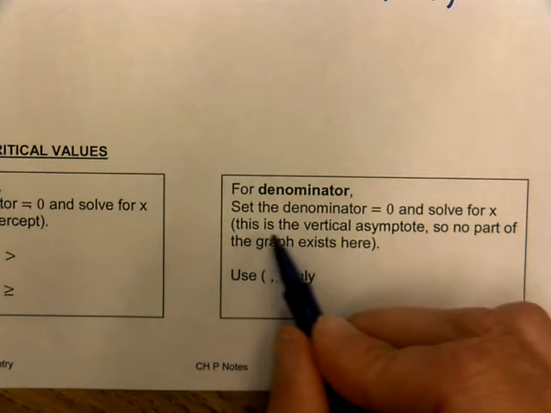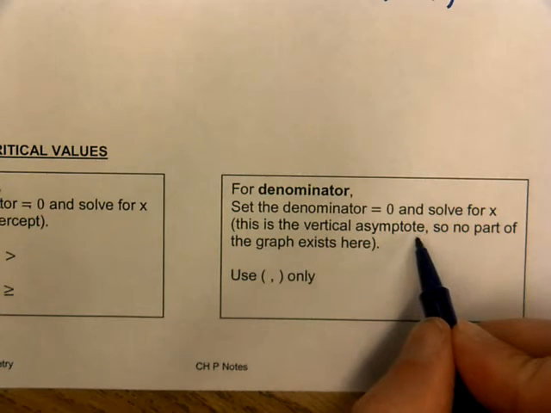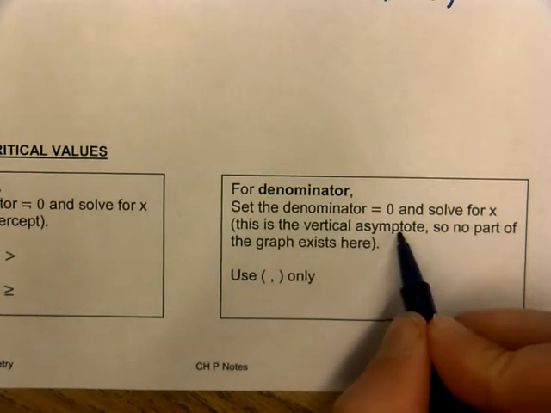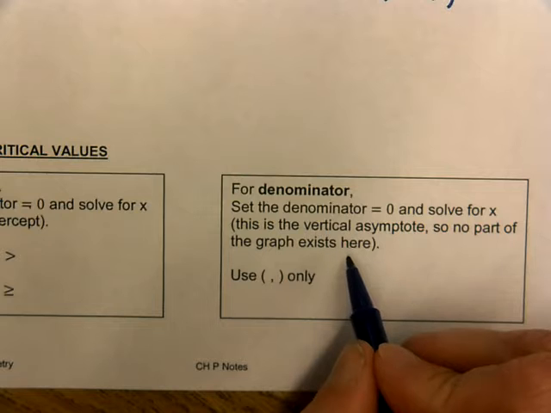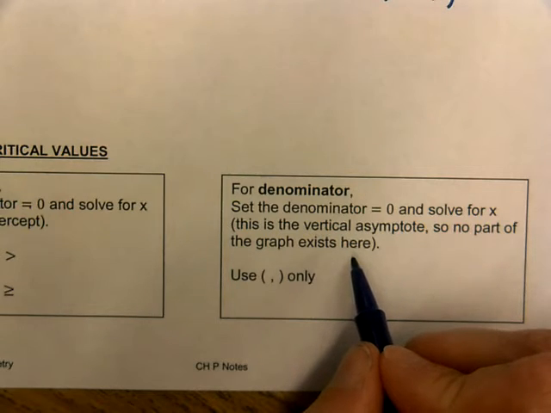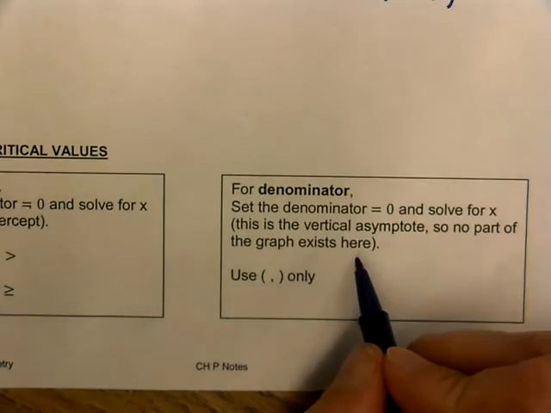And it's represented by a vertical asymptote on the graph. And because there's a vertical asymptote, that means there is no graph right there. So if there is no graph, that is a natural division. It is a natural boundary between intervals on your number line.